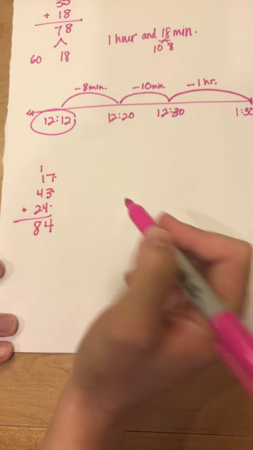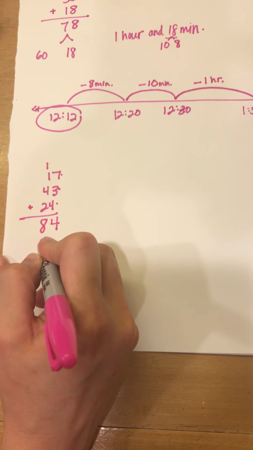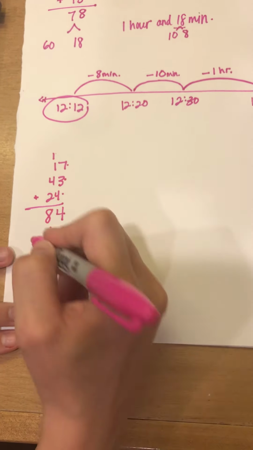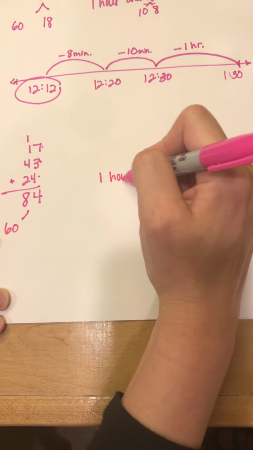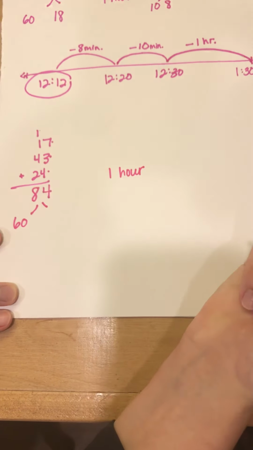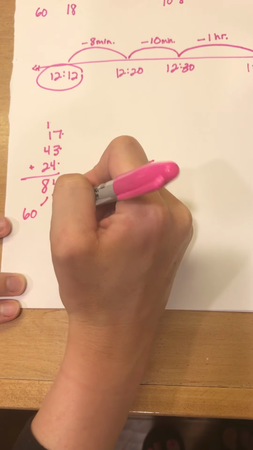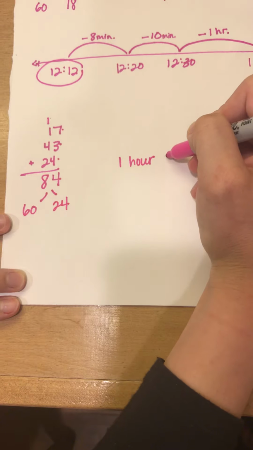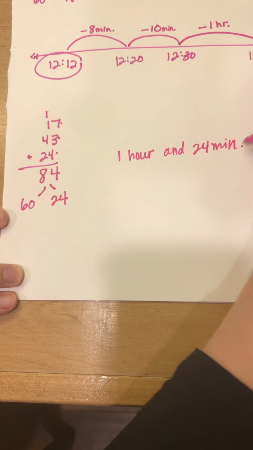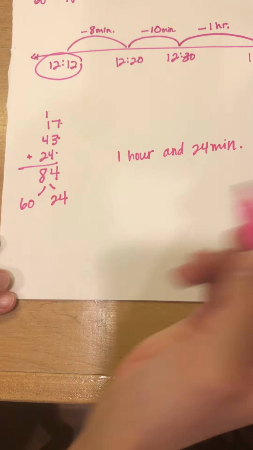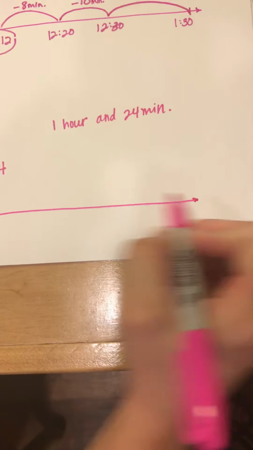I'm going to do the same thing with my 84 minutes. I'm going to convert it into hours and minutes. So I've got 84 minutes. I'm going to use 60 minutes to turn into an hour. And the remaining minutes from that, I can do mentally. 84 minus 60 is 24. So that's 1 hour and 24 minutes. I'm going to do the same thing I did up at the top where I draw my open number line.